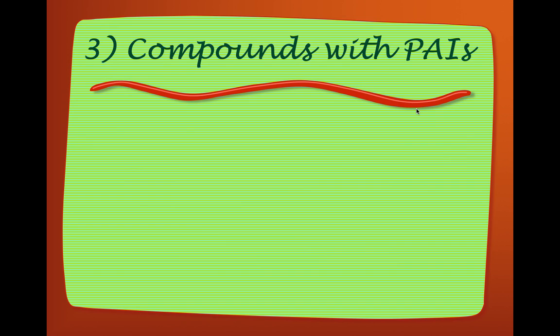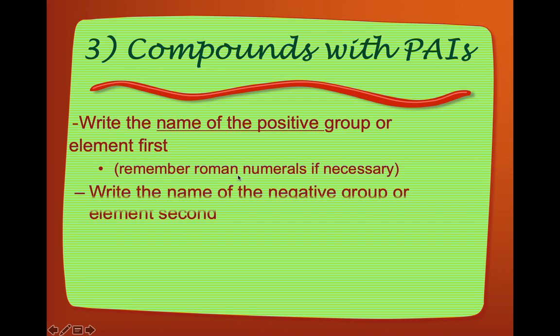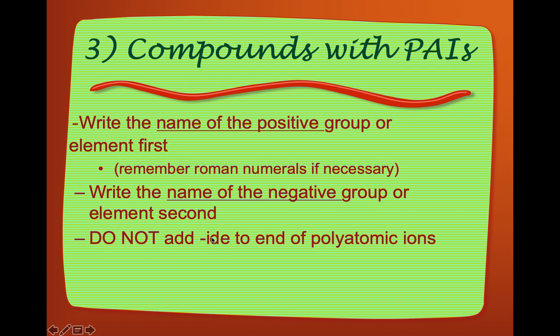So the last part of naming compounds is, well, what if it's not just elements? What if it's polyatomic ions? Again, looking on your ion guide sheet to get the name. So find the name of the positive, whether it's a group from the polyatomic ion sheet or an element, write the name of the positive thing. Remember, if it's a positive element that is a special metal, don't forget about those Roman numerals. And then you write the name of the negative. So it could be an element or it could be a polyatomic ion. And remember, if it's a polyatomic ion, you don't change the endings.